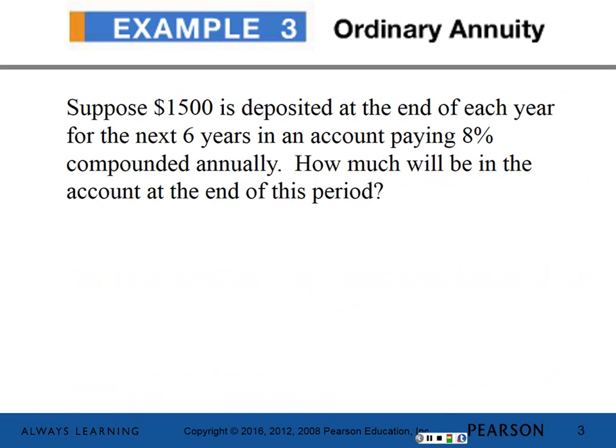Here's an example of an ordinary annuity. Suppose $1,500 is deposited at the end of each year for the next 6 years into an account paying 8% compounded annually. How much will be in the account at the end of that period? So they're going to deposit the money in for 6 years, and the interest is compounded only once a year, so 6 times.